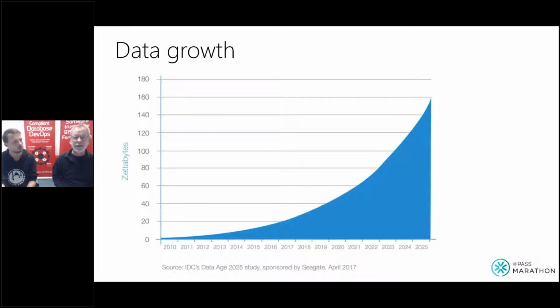Firstly, we've now entered the Zettabyte era, with data growth forecasts quadrupling the amount of data we handle between now and 2025, at which time it's estimated to be 160 zettabytes. A zettabyte, by the way, is 1 billion terabytes. So that's a lot of data being handled by a lot of companies.